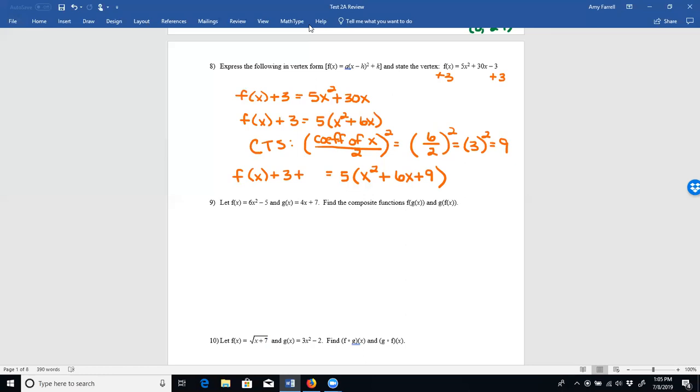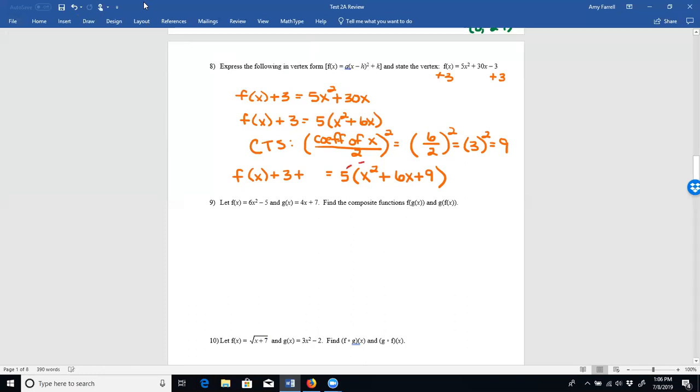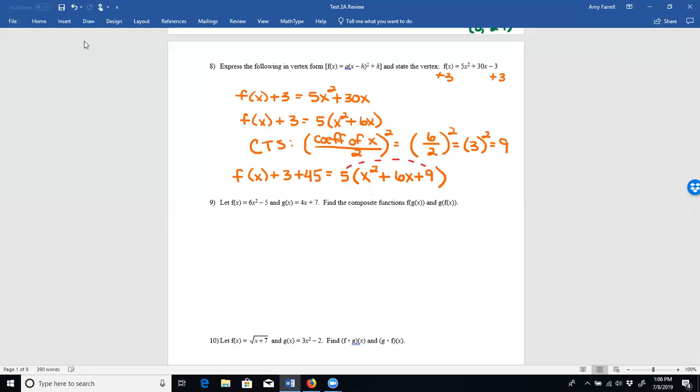Well, I did add 9, but I put it inside parentheses, and there's a multiplier in front, this 5. So by adding the 9 inside the parentheses, the effect that has on the right-hand side of the equation is actually adding 45. You have to distribute this 5 to the 9. So I'm distributing here to see what effect that 9 has on the right-hand side. It actually has the effect of adding 45. So to keep the balance, I need to add 45 to the left side.